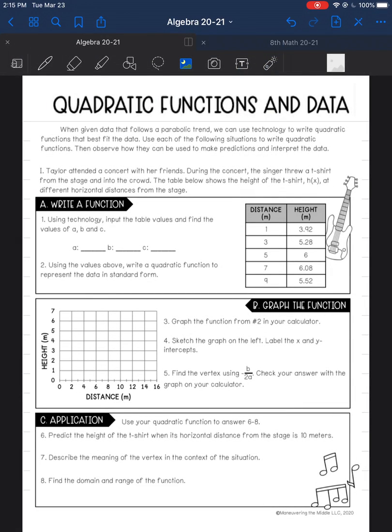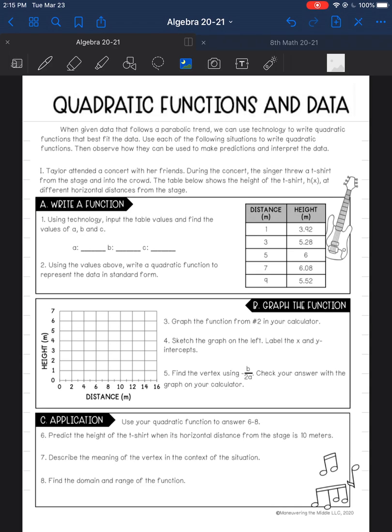Today we're going to be talking about quadratic functions and data. We've talked about data a little bit before when we were doing scatter plots and finding line of best fit. We're going to do something similar, but today we're going to talk about how to take points, put them in the calculator, find a line of best fit, and then use that line to help us answer some questions.